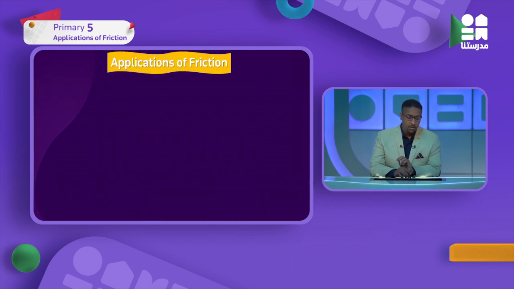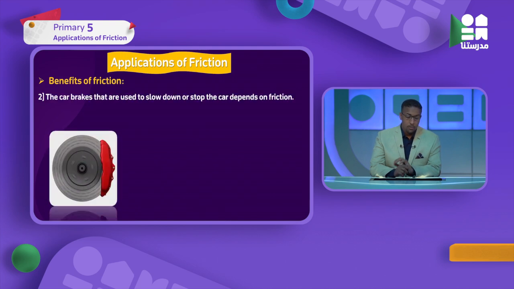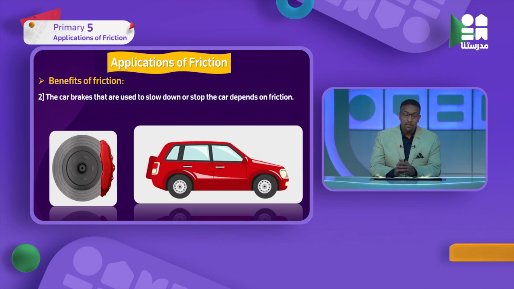Another benefit of friction. So benefit number 2: car brakes, which are used to slow down or stop the car, depend on friction. Where are the car brakes located? The brakes of the car are in its wheels, and this part is responsible for stopping the car.